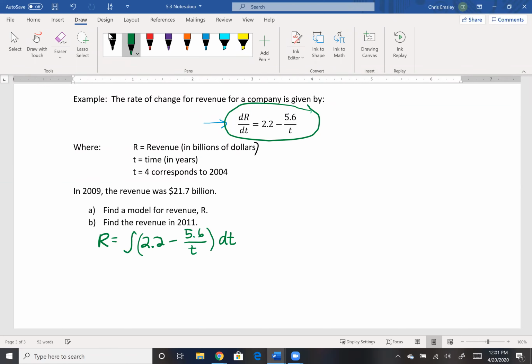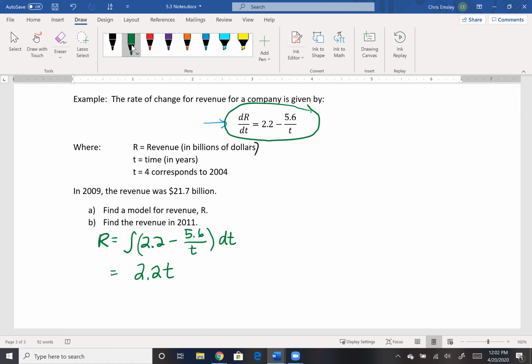I put a dt at the end because t is the variable we have in this equation this time. Okay, so let's apply our integration rules that we have learned all about in these last 3 sections. 2.2, when we integrate it, becomes 2.2t. Sorry, not x, t. The variable in this problem is t. I've been doing a lot of x's lately.